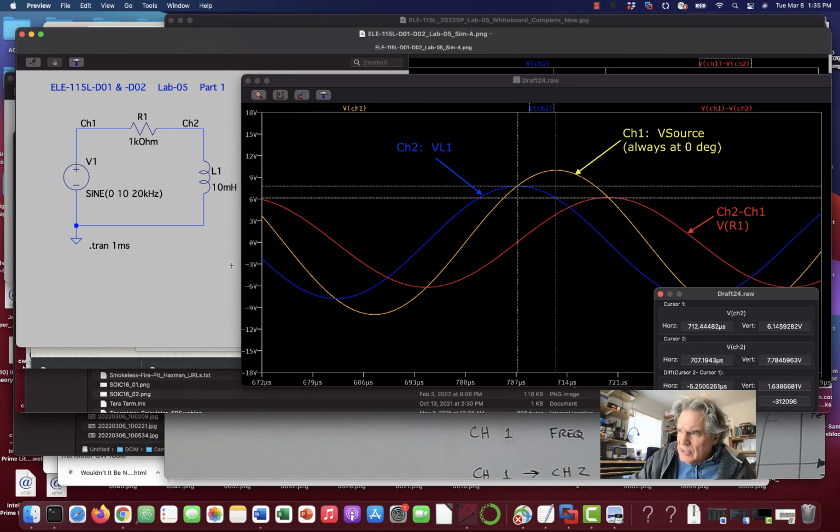One period of our sine wave is 50 microseconds. It's at 20 kilohertz. You can work that out. 1 over 20 kilohertz. The period equals 1 over the frequency, and the frequency equals 1 over the period. Well, 1 over 20,000 is 50 millionths. Now we have a difference here of about 5.25 microseconds. And I'm going to do a calculation where I'm going to say, what fraction is 5.25 out of 50?